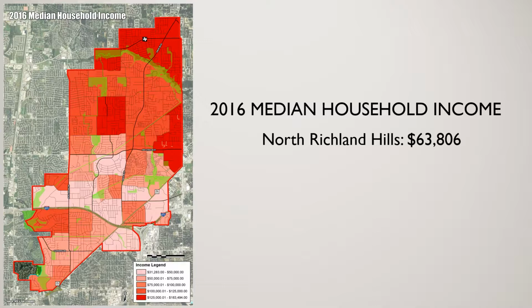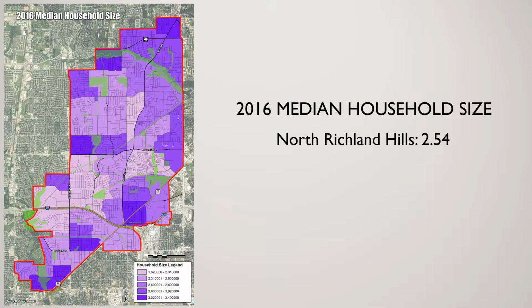This was the median household income in 2016. You can see the income legend here. Like I said, not a big deal, but I wanted to put that in there to show the income for the area that I was planning to establish a new business. And the median household size in 2006 was 2.54 people per household. You can see in the legend there how all that works out.